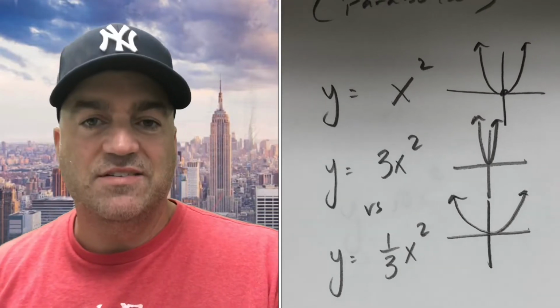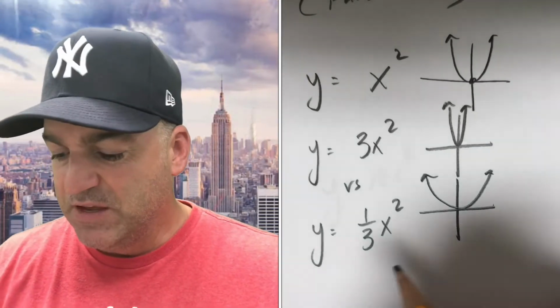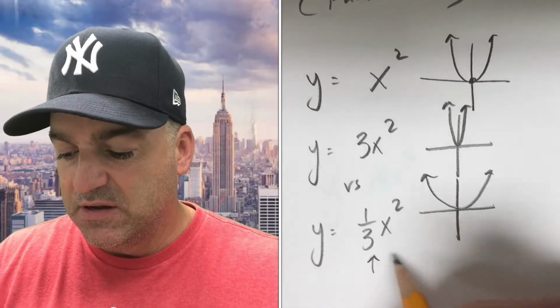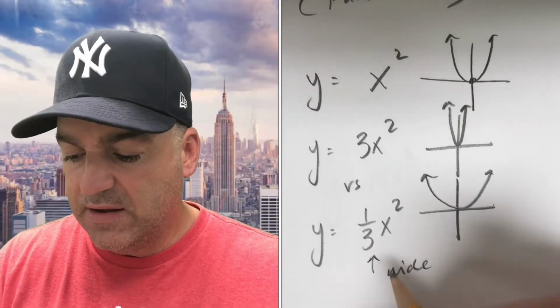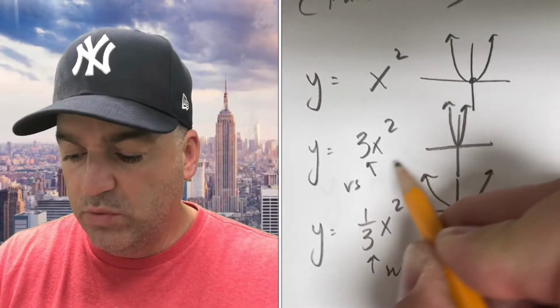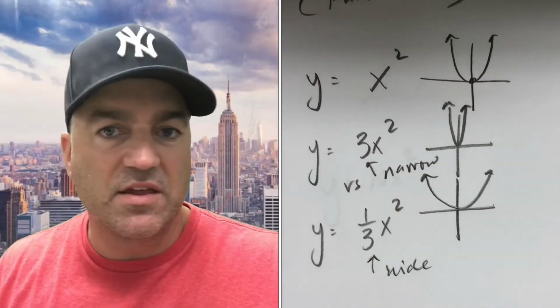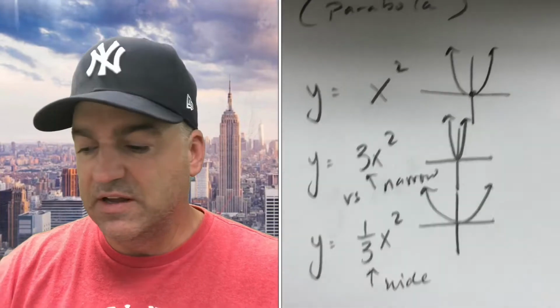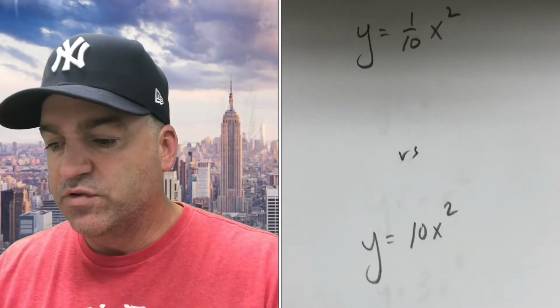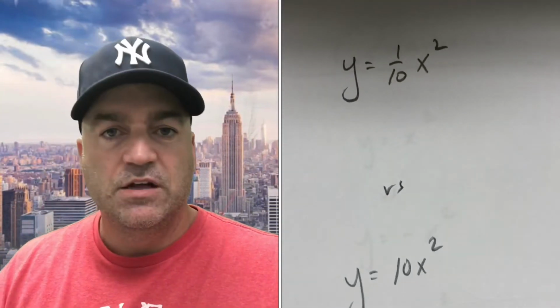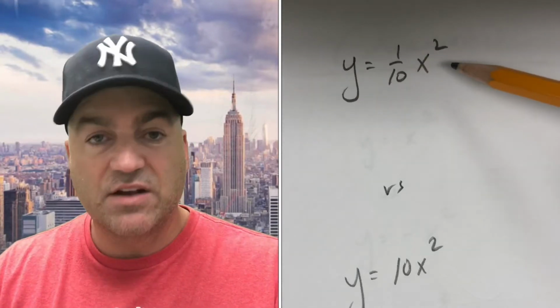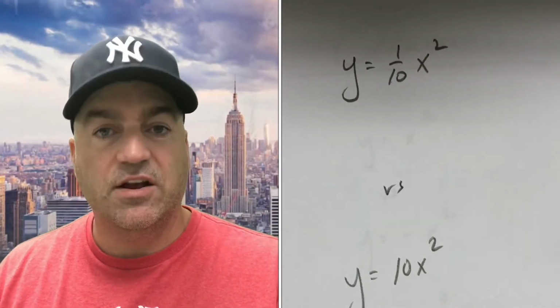So I'd like you guys to understand that just for a moment here. So a fraction makes it wide, and a whole number makes it narrow. That's just kind of the gist. So let's give you a little test here. So which one is which? So we have a 1/10 x squared and a 10x squared.